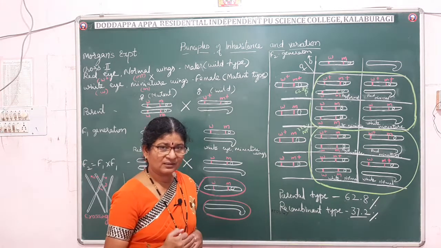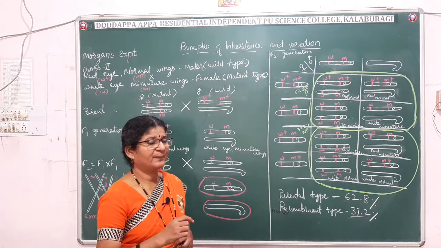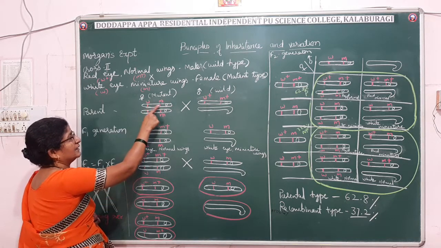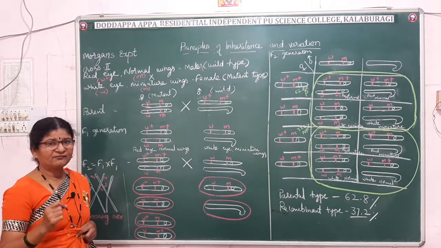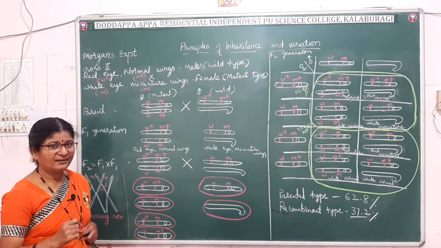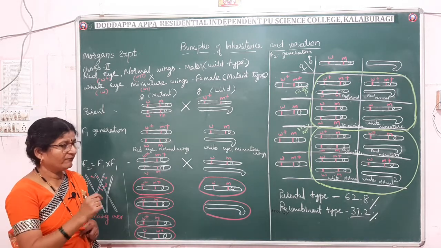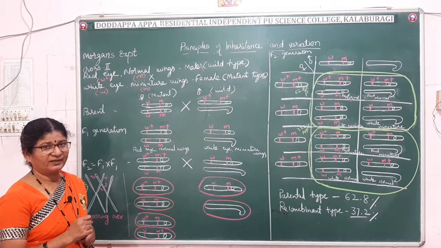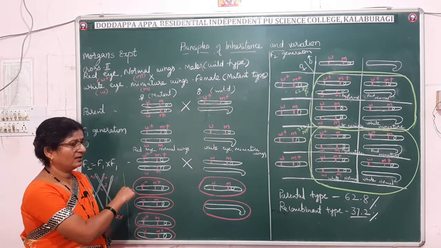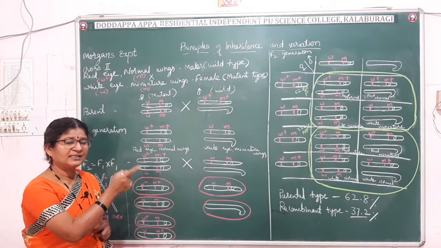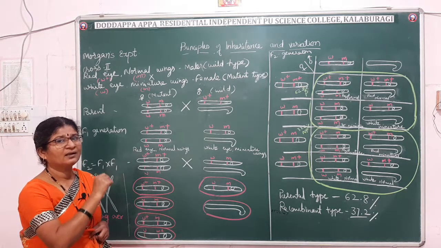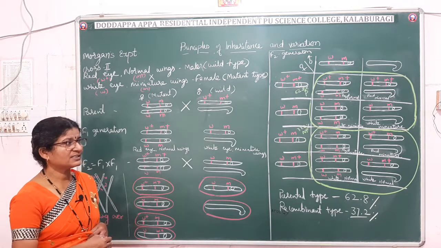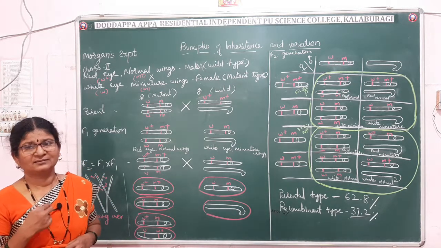So what do we conclude? If the genes are present far apart from each other, then the percentage of appearance of non-parental types is more, which plays an important role in evolution. Fine. So it shows incomplete linkage, and the previous one shows complete linkage. Let us just conclude Morgan's experiment, right?